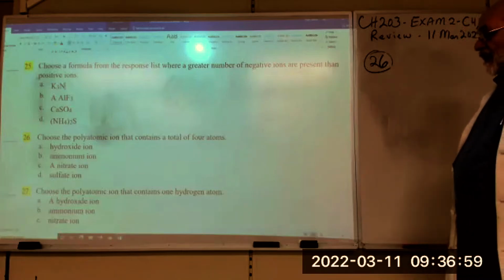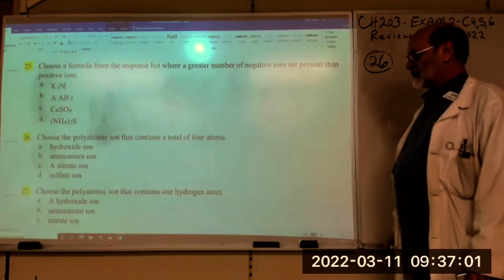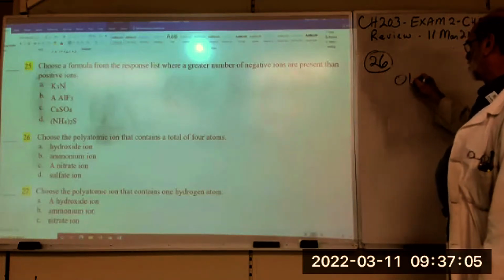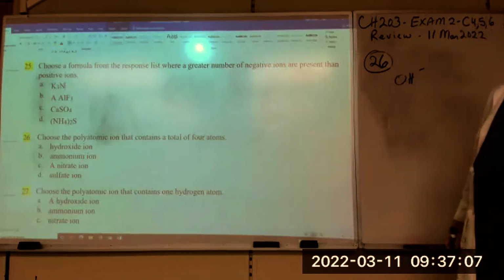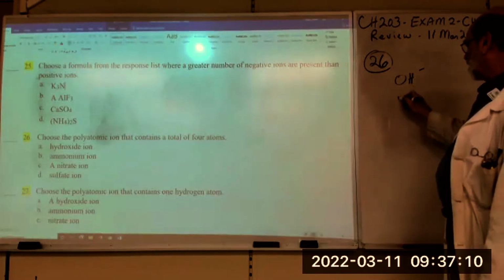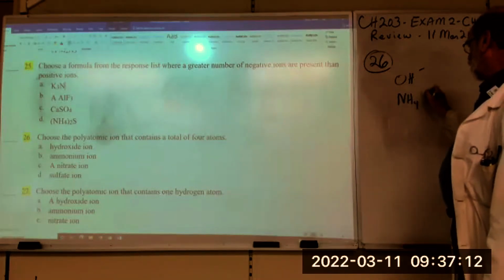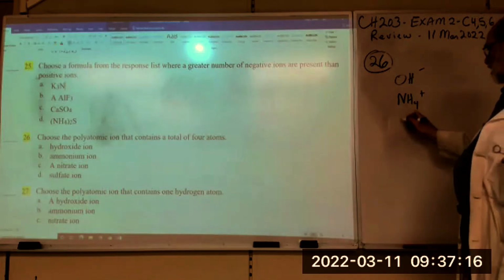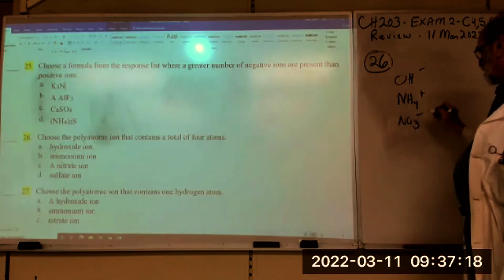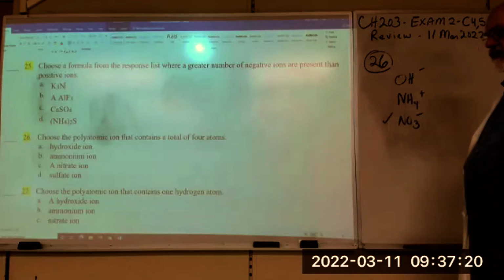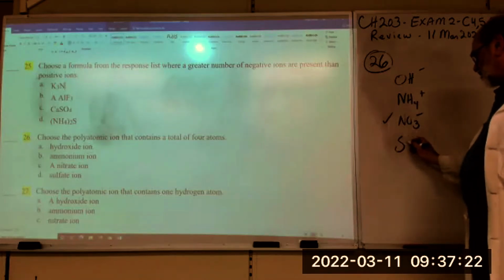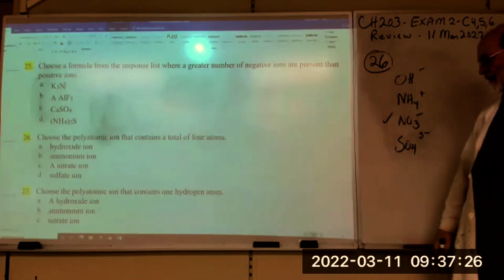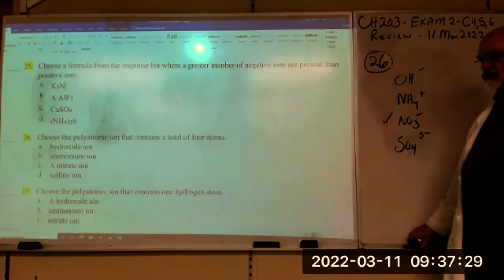Choose the polyatomic ion that contains a total of 4 atoms. Okay, hydroxide. Nope, only 2. Ammonium, NH4 plus, nope, that's 5 atoms. Nitrate, NO3 minus, there you go. That's 4. Sulfate is 5. So nitrate answers that question.